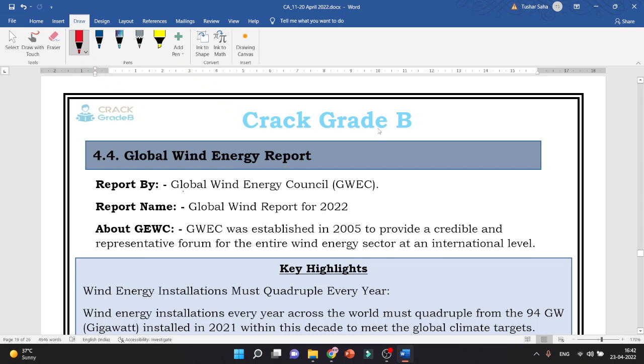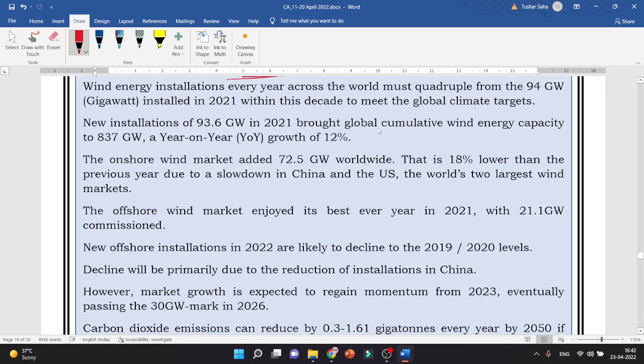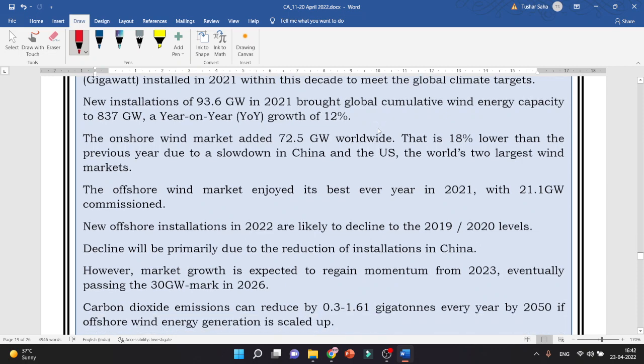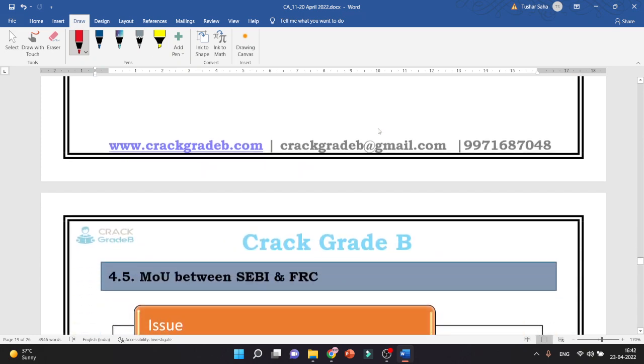Now, Global Wind Energy Report. This is given by whom? Global Wind Energy Council, GWEC, right? So it says wind energy installation must grow 4 times. So whatever the present is, it should multiply 4 times every year. Why? Because India has to meet a target in 2030 and in 2070, right? Then if you read the assessment, you will understand everything.